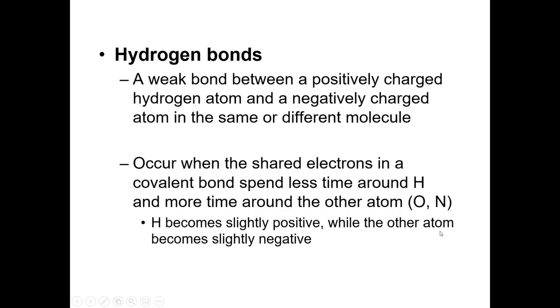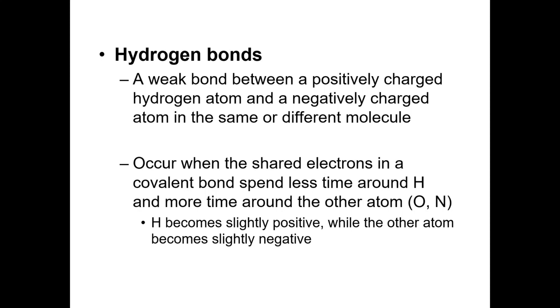And then we have the weakest of the bonds, which are the hydrogen bonds. And this is a weak bond between a positively charged hydrogen atom and a negatively charged atom in a different or same molecule. This occurs when the shared electrons in the covalent bond spend less time around H and more time around the other atom, which might be oxygen or nitrogen.